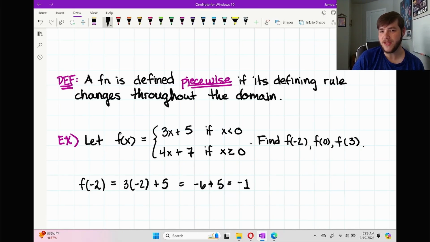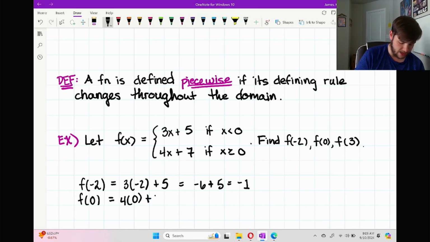It gets a little bit trickier when I go to f of 0, because now I have to pay close attention to the defining rule, as this is where it changes defining rules. Notice it still falls into the second camp, though, because 0 is greater than or equal to 0. So I use the bottom defining rule: 4 times input plus 7 is going to be 7.